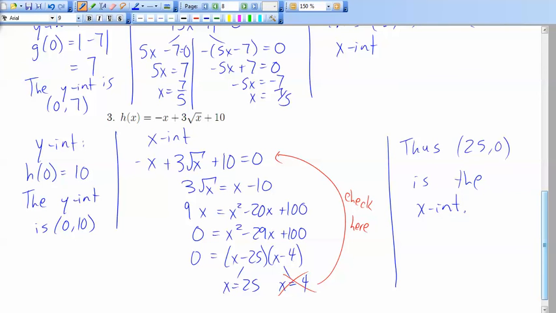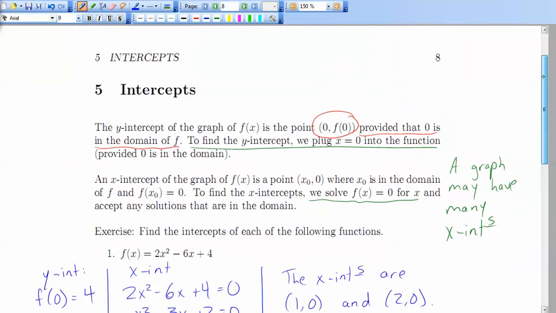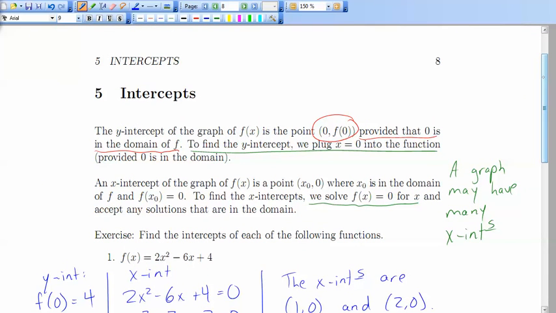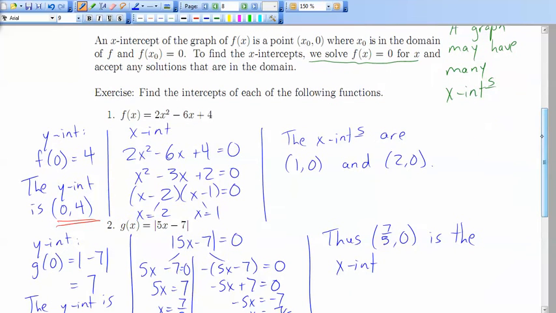Okay? So again, just to recap, all I want you to know at this point is the definition of the x and y-intercepts. The y-intercept is the easy one to find. You just take your function, plug in x equals 0, calculate. The x-intercept is much more difficult to find. You set the function equal to 0, and then you have to solve that equation for x. And as I mentioned before, don't forget to report both coordinates for your intercepts.